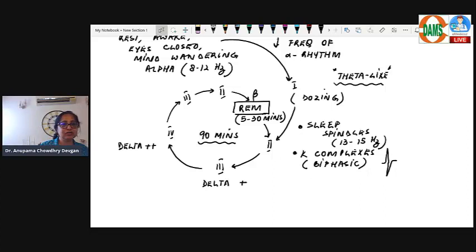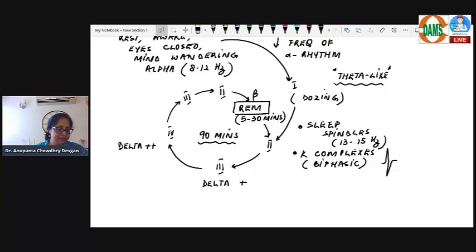Then you go to stage 3, which is delta. Stage 4, deep sleep, delta is plus plus. Then you go back into lighter stages of sleep, 3 to REM. REM is also known as a paradoxical sleep, because during REM the waves recorded are beta, so it is known as a paradoxical sleep.